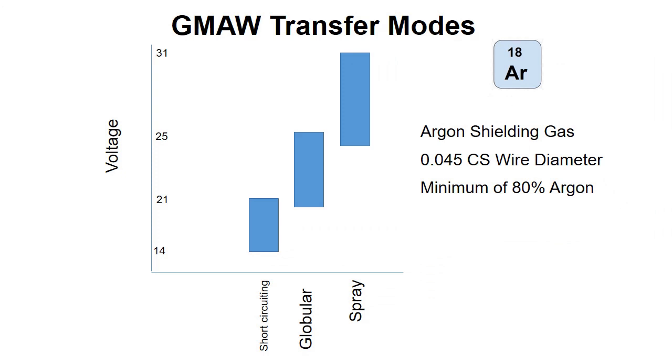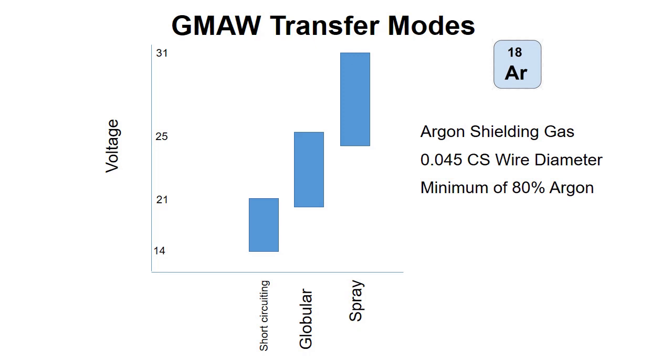On this slide we're looking at the transfer modes, using argon shielding gas and 0.045 carbon steel wire diameter. This would be your approximate voltages, if you start on the far left side with the lowest one. We've got short circuiting, and it ends at about 20, 20.5 volts, somewhere in that ballpark. And there's a little overlap between that and globular as we crank up our voltage.